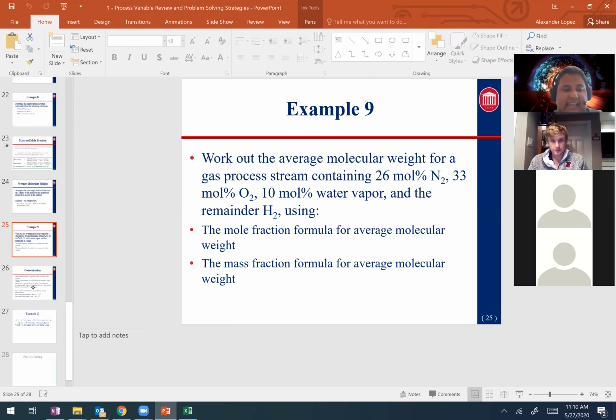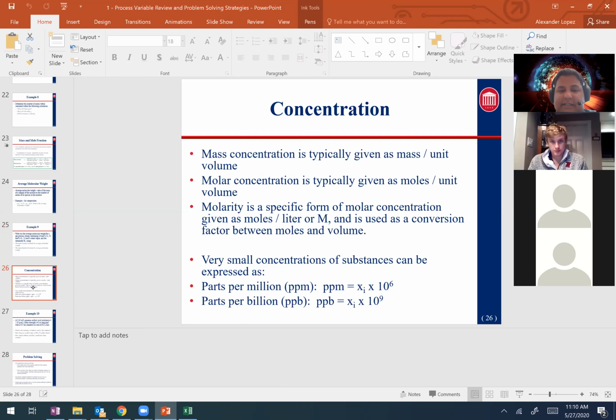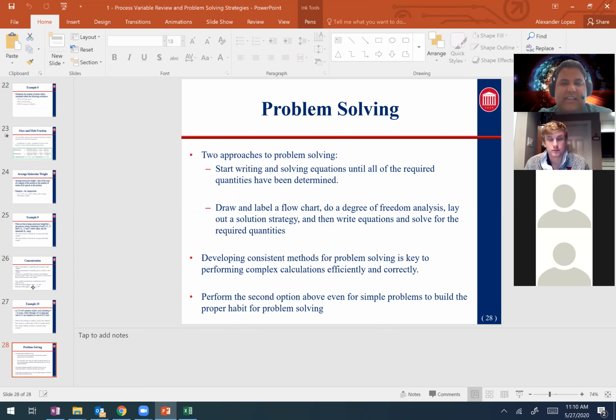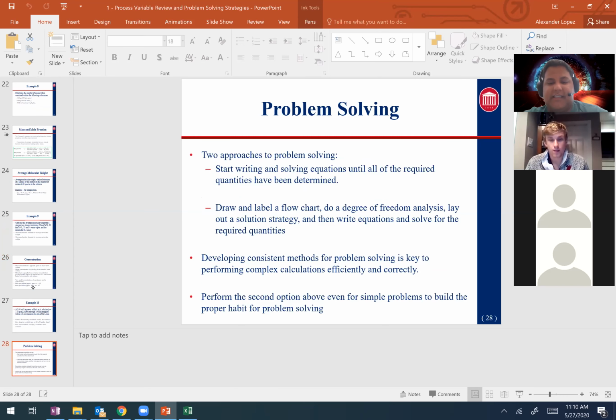I think the last thing that this talks about is concentration. We'll talk a little bit about this tomorrow. One thing I did want to note, because I don't want to take too much of your time, is a quick discussion on problem solving.